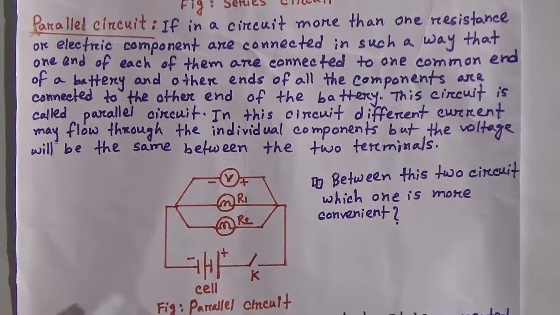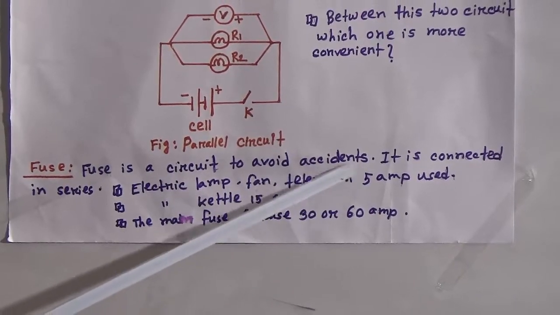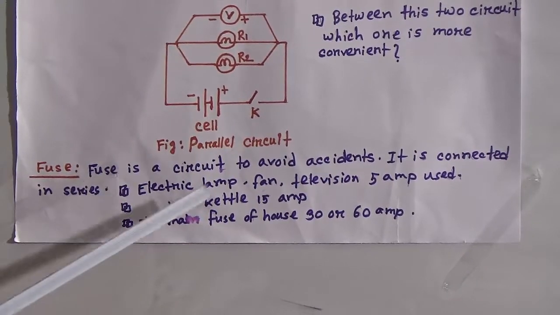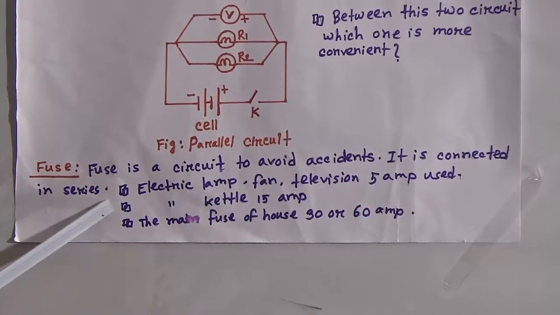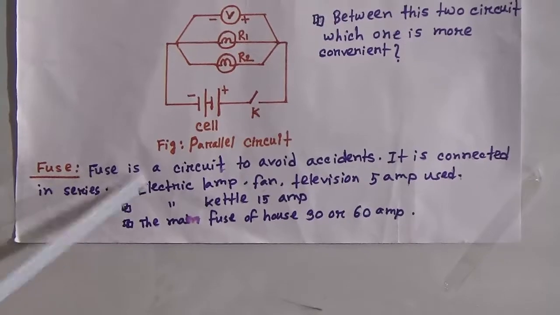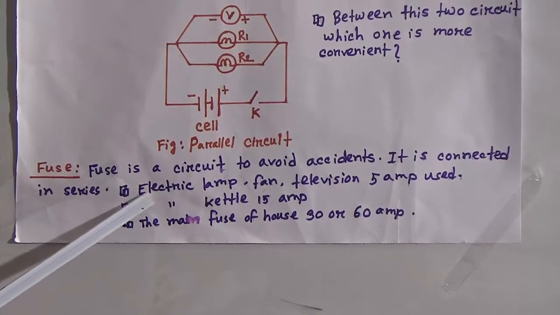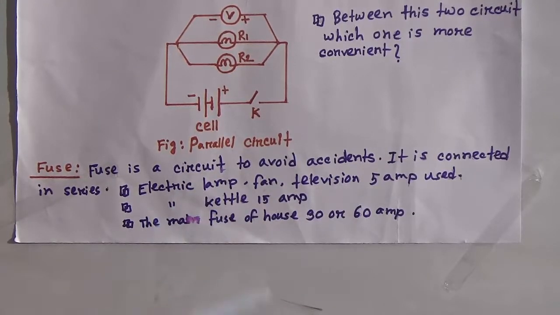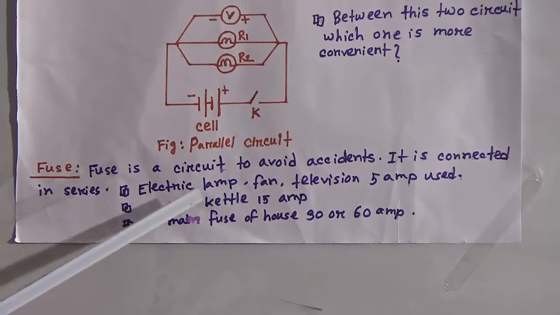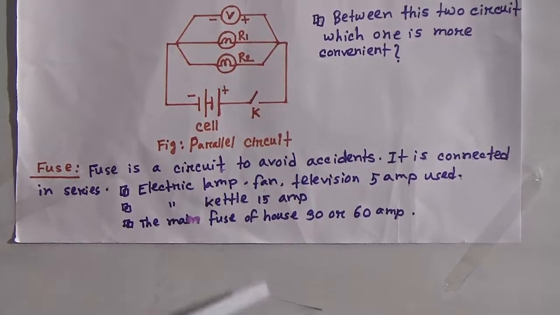Now, what is a fuse? A fuse is a special circuit element to avoid accidents. It is connected in series. Different fuses are used in different instruments. For example, electric lamp, fan, television, etc. use a 5 ampere fuse, and an electric kettle uses 15 ampere. The main fuse of our house may be 30 or 60 ampere.